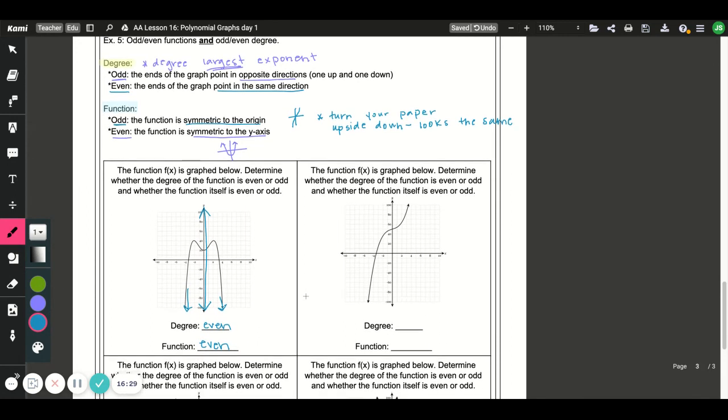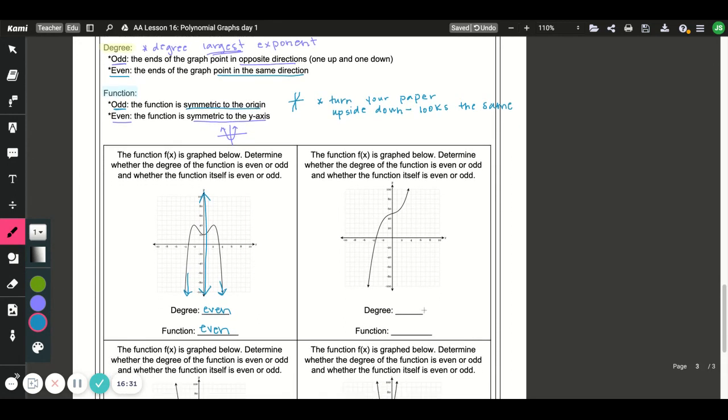Okay, so let's look at the next one. The degree. The ends of this graph go in opposite directions. One end goes up, one end goes down. The ends go in opposite directions. That means that the degree is odd.